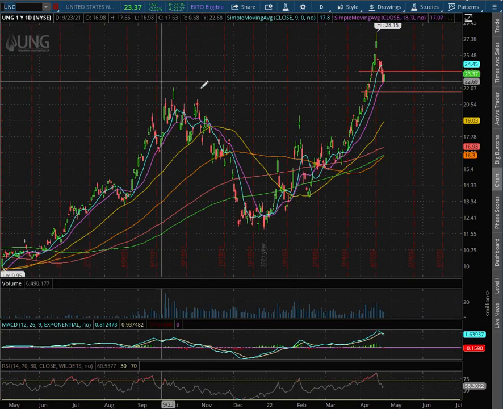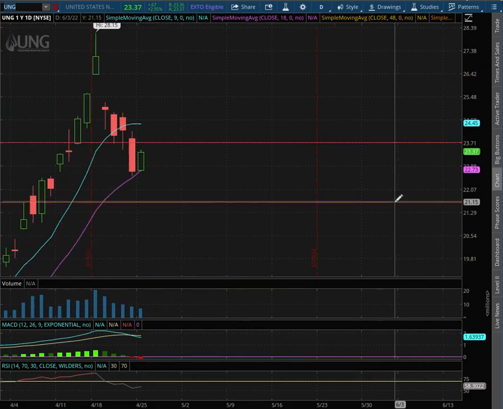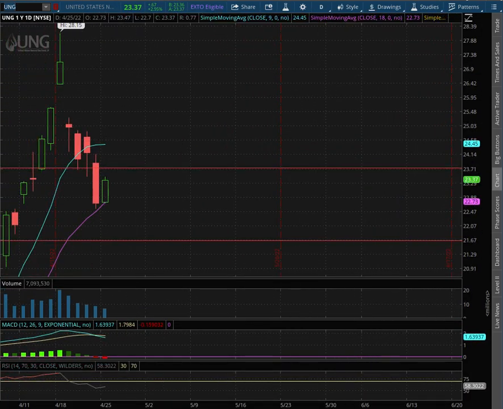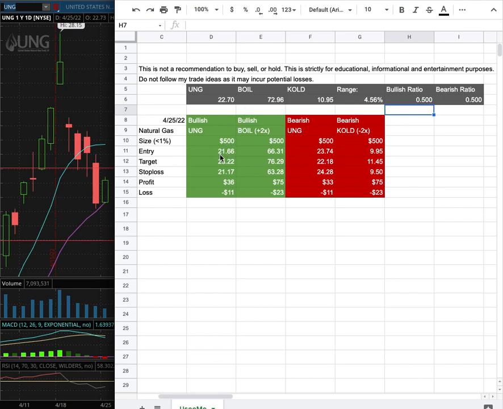And as with the trade idea, I'll be trading UNG. My trade position size is less than 1% of my portfolio. My long entry is at $21.66, and that is this range here. My stop target is at $23.22. My stop loss is at $21.17.